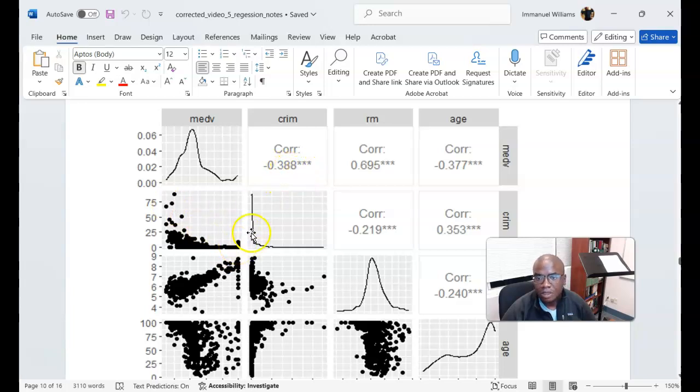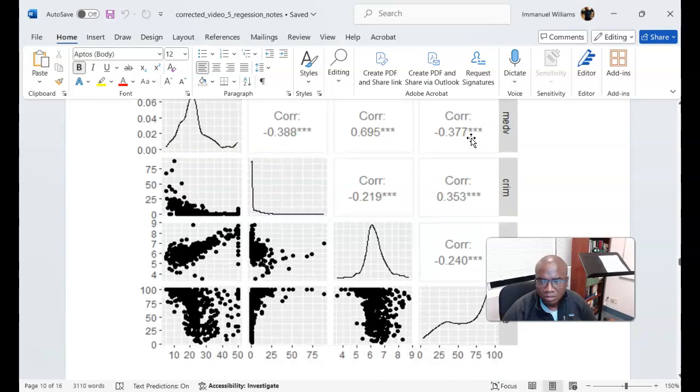All right, with that being said, that's it for this plot. You can see the other numbers and how they match as well.